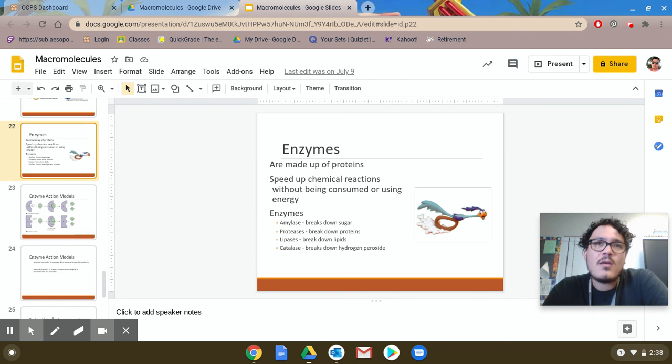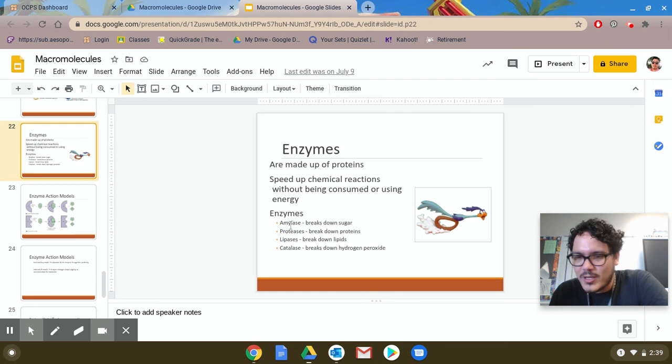And number three, for an enzyme to be used, it has to be a reaction that can occur naturally. So a reaction that can occur on its own. The example I like to give is that a lot of the enzymes, like what you see on this slide here, are digestive enzymes. Digestion is something that can happen on its own, but with enzymes, that digestive process occurs much faster.